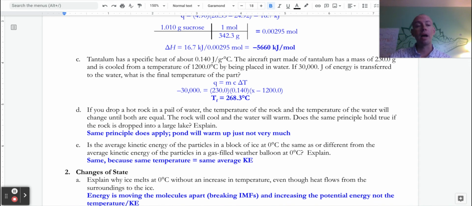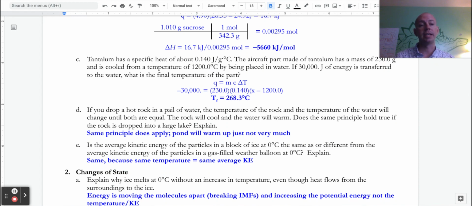And that pond would also probably be losing temperature to the air and to the mud, the dirt, the sand around it. So the same principle applies, although it's much harder to measure it for the pond, but the rock, definitely an easy temperature change to measure.